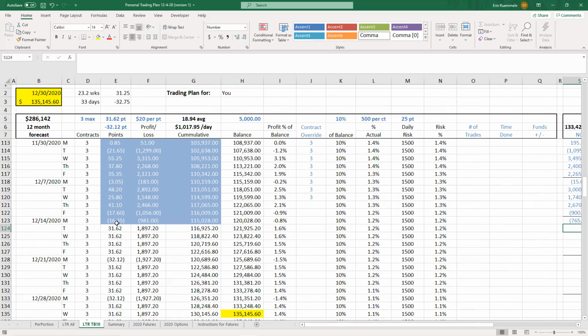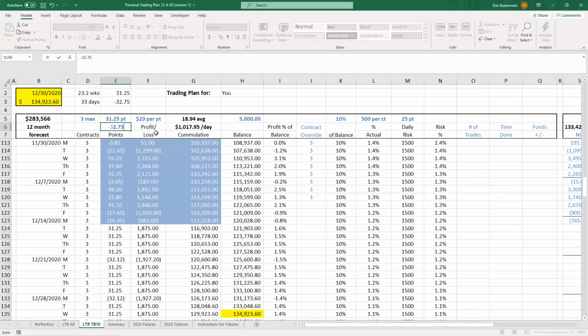And we had allocated 32.12 points for a losing day, and we lost 16.35, so a little bit under that. So we'll go ahead and just adjust this, 31.25, 32.75.